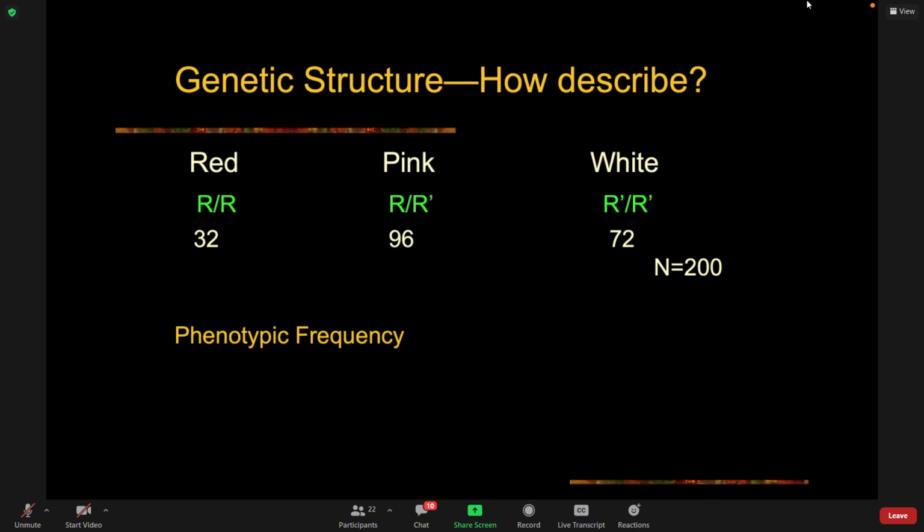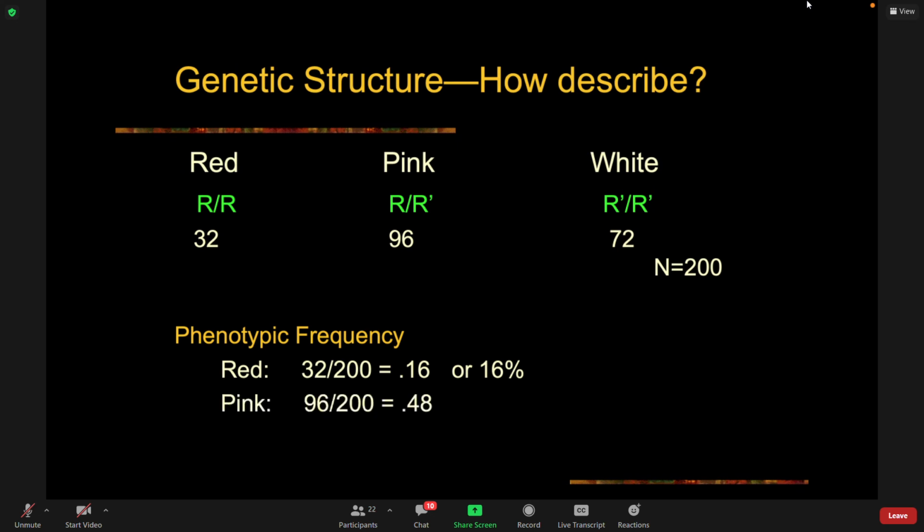Okay, so phenotypic frequency is one way to describe the genetic structure. It's not the best way, however. Simply, it is what proportion of this population is red, what proportion is pink, and what proportion is white. We can do this very easily from our data. So the phenotypic frequency of red occurring in this population is simply the number of red individuals divided by the sample size. So 32 divided by 200 is 0.16, and we want to turn that into a percentage, so the phenotypic frequency here is 16%.